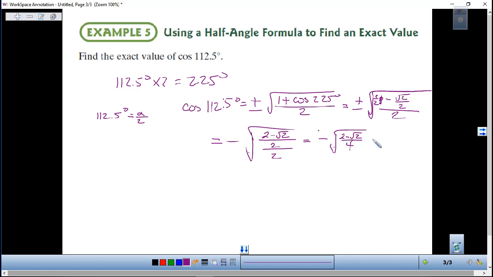And I can split that up. If you remember, the square root of the top, square root of the bottom. So that's going to be the square root of 2 minus the square root of 2 all over the square root of 4, which is 2. And that's as simplified as you would go right there.